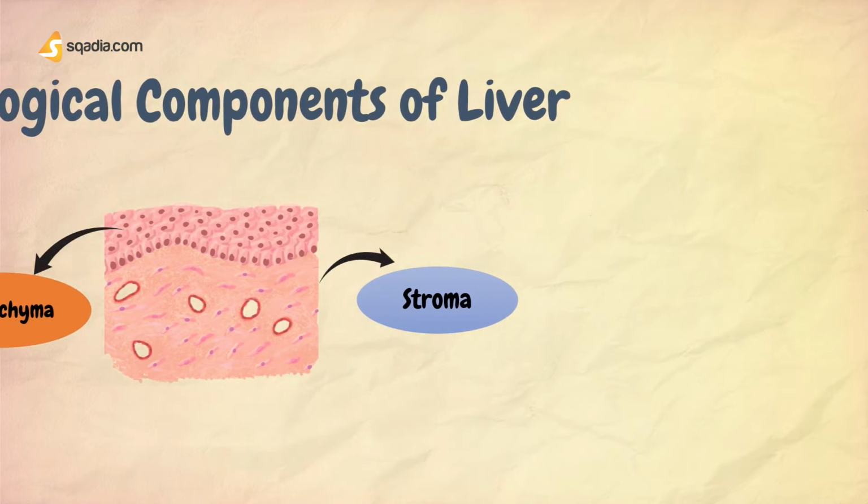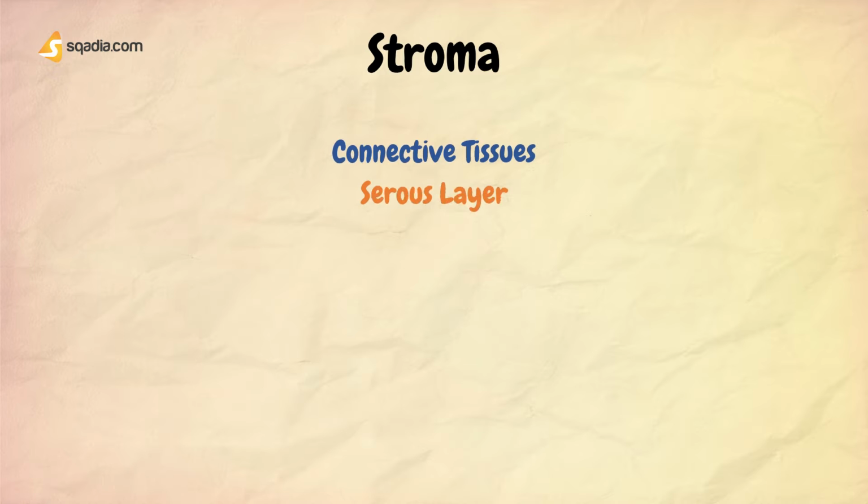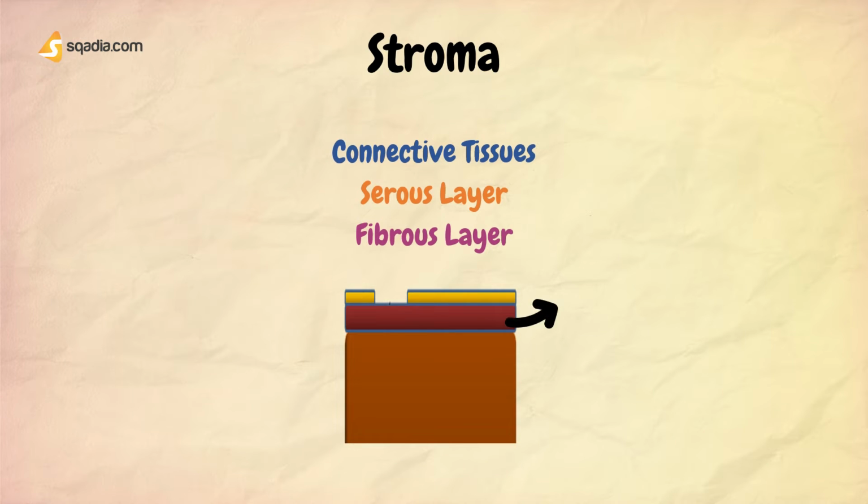The liver stroma consists of all the connective tissues, and stroma means layers or coverings. So the connective tissues of stroma are arranged in 2 layers. The first one we have is the serous layer containing the visceral peritoneum, which lines the liver and gives some sort of protection. The other one is the fibrous layer containing Glisson's capsule, and this capsule basically forms the outer protective coating of the liver lobules.